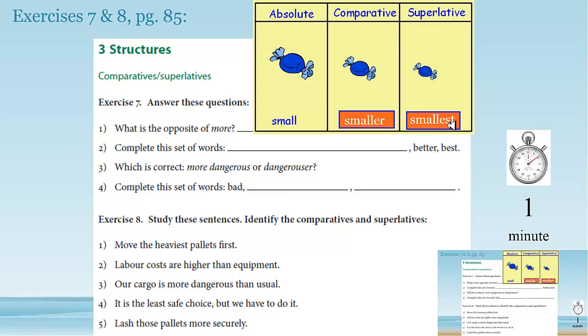Let's see what you know already. Exercise 7, answer these questions. What's the opposite of more? Complete these sets of words: blank, better, best. Which is correct, more dangerous or dangerouser? Four, complete this set of words: bad, blank, blank. And then exercise 8, study the sentences and identify the comparatives and the superlatives. Like I say, a comparative is an adjective comparing two things. A superlative is an adjective form saying this is the best, the worst. Okay, great. One minute, here we go.